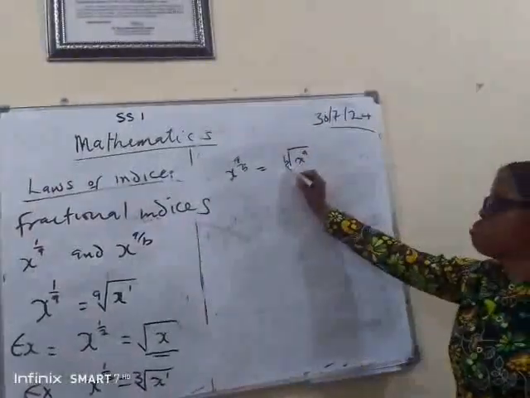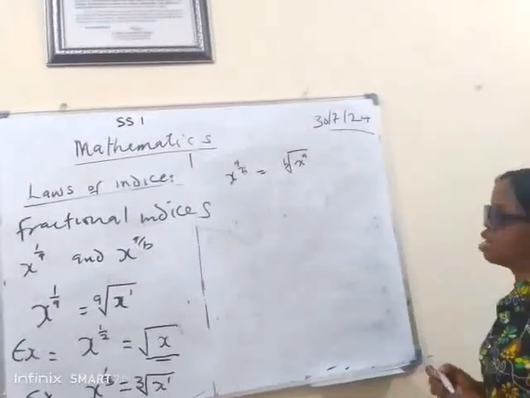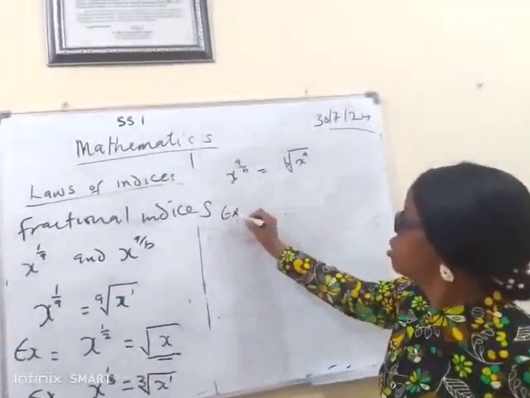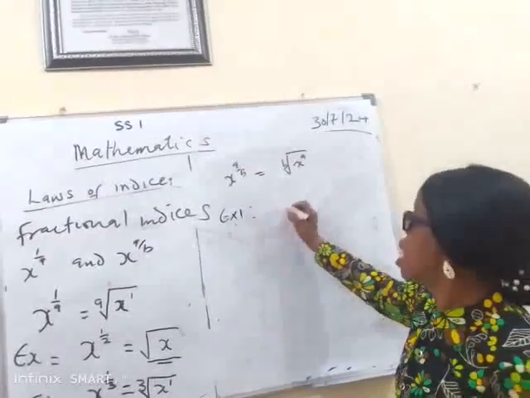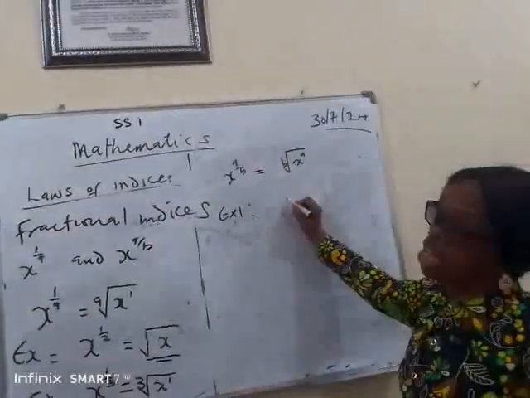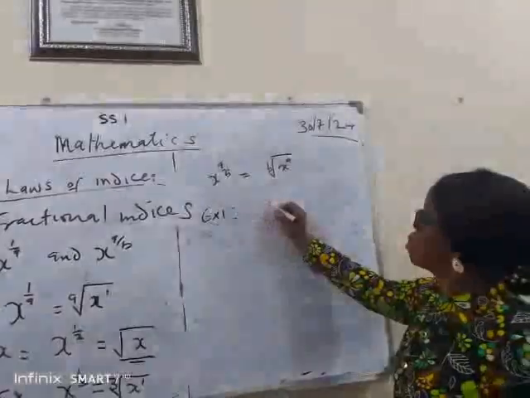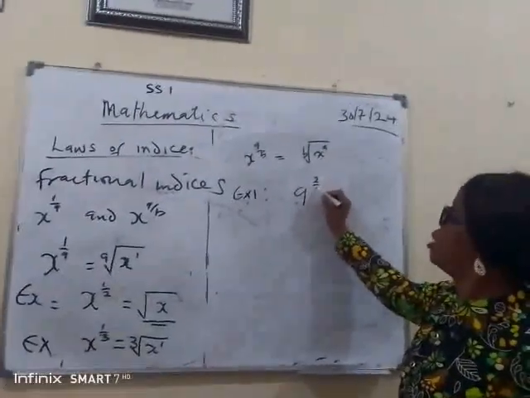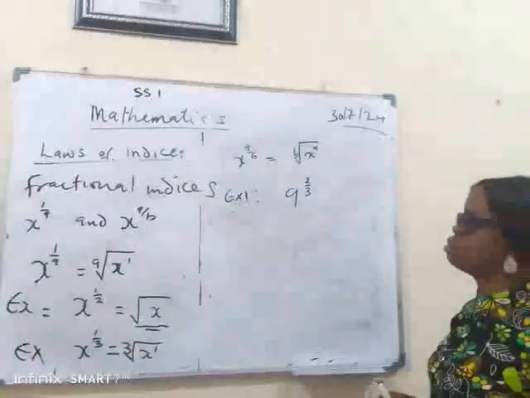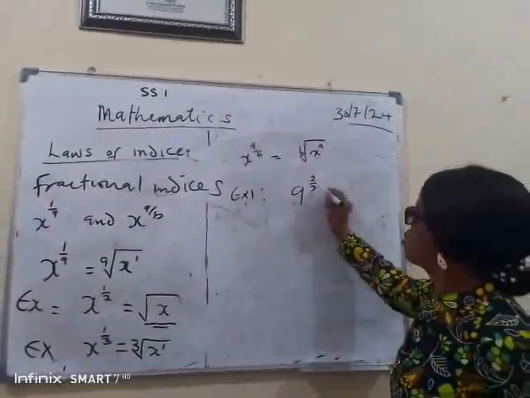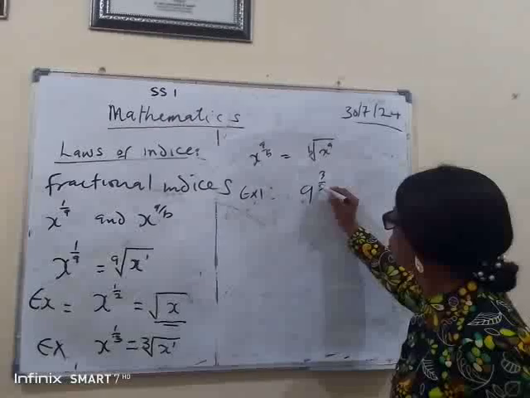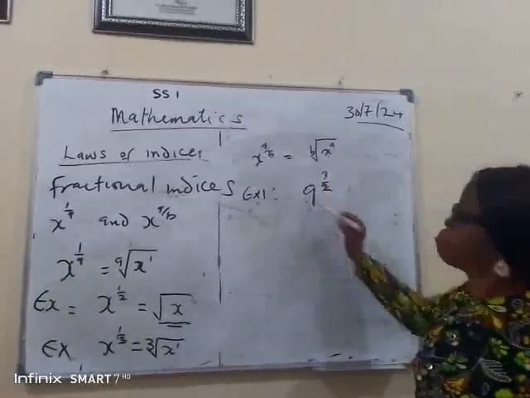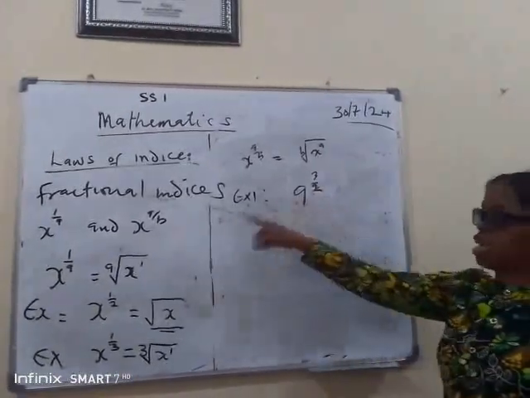For example, I use a number to explain what I mean. I have something like 9, let me put it like this, 9 raised to power 3 over 2. This is 9. Look at it. It looks like this. So let's see how we can work with it.